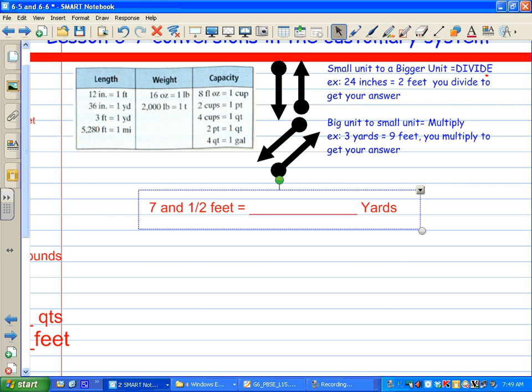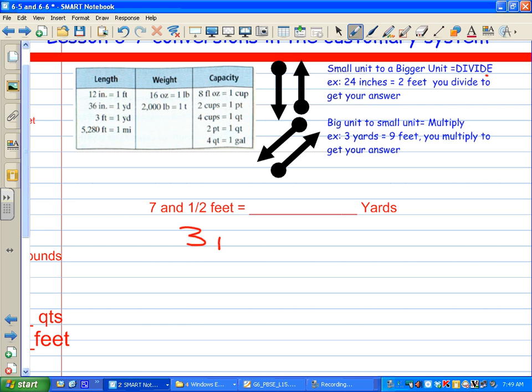7.5 feet equals how many yards? Oh my gosh, this is complicated. Well, I'm starting with something that has many parts, and I'm going to something with smaller parts. So I'm probably going to have to divide again. Let me put this down. If 7.5 feet equal how many yards, I'm going to restate my fact. 12 feet. Nope, not 12 feet.